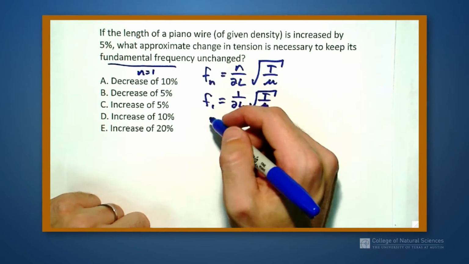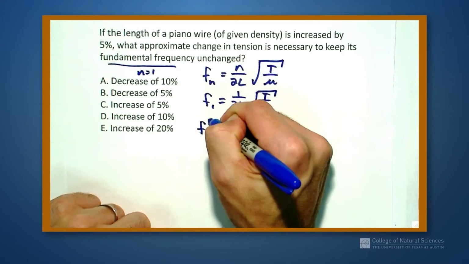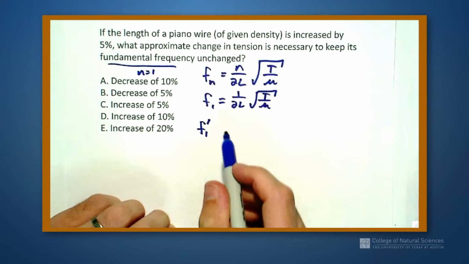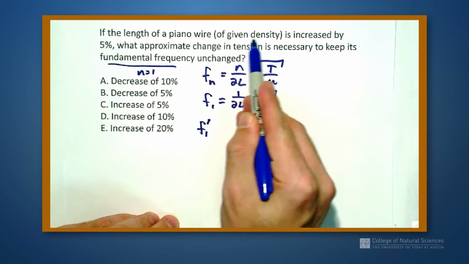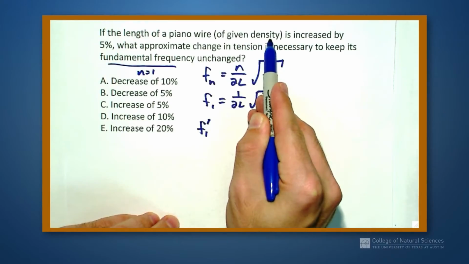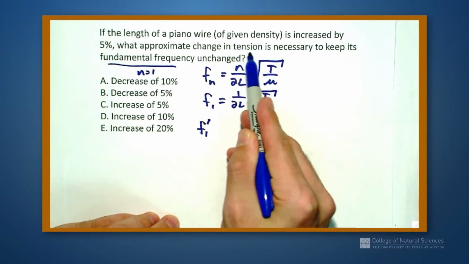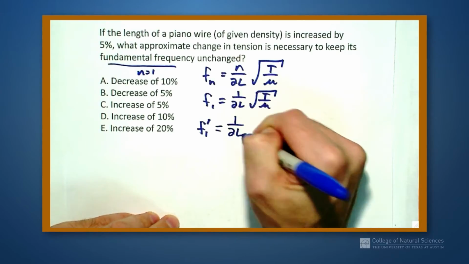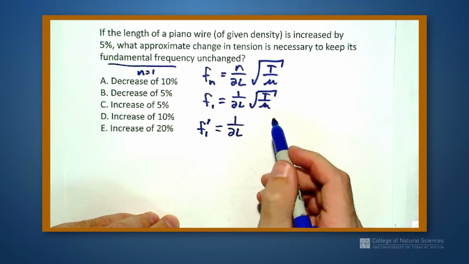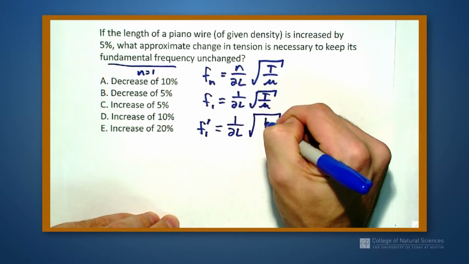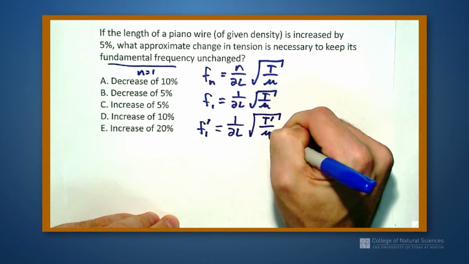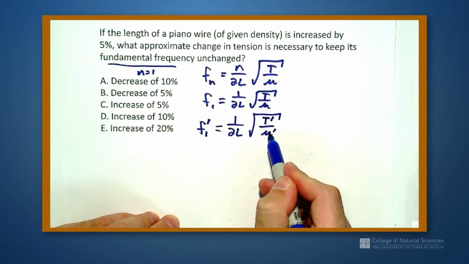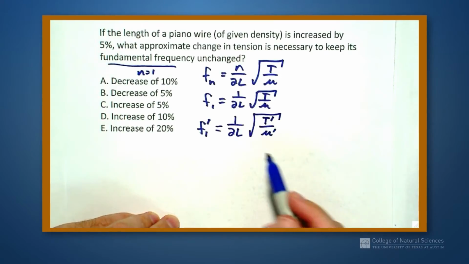What I'm going to go to is an F1 prime. This is where I increase the density of the wire by 5%, and I'm also going to change the tension. What I'm not going to change is L. I'm not going to change n. But this is going to be T prime over mu prime, a new linear mass density and a new tension.